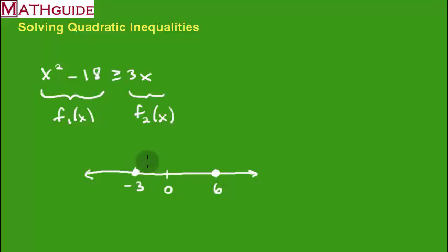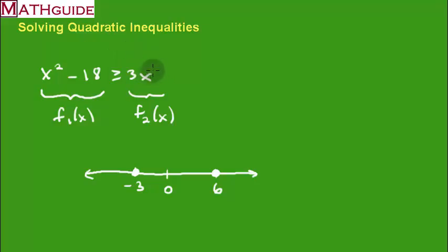Now the question is, which region is the correct solution? Is it all the values between -3 and 6? Is it the values right of 6? Is it the values left of -3? We've got to figure out where the solutions are, the shaded areas. Let's go back again to the graph, keeping in mind that I have this greater than sign. I want to know where the quadratic is greater than the line. Because this is the quadratic and this is the line, where's the quadratic greater in height than the line?